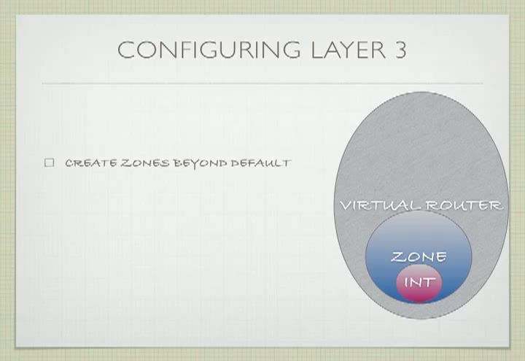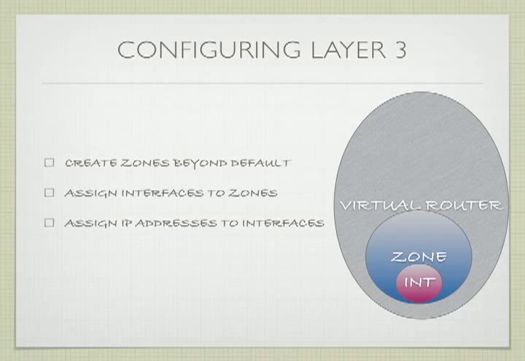So if we're going to configure layer 3, the first thing we need to create then is the zones. The ScreenOS devices come with the virtual router already created. You don't need to create that unless you need additional ones. We will then assign the interface to the zone that we're going to use, and then we will assign the IP address necessary to the interface, and then we will create the static routes that are necessary to reach the networks on our network.